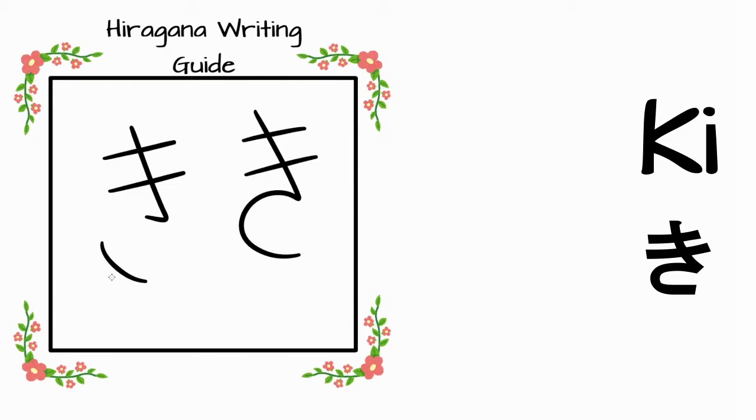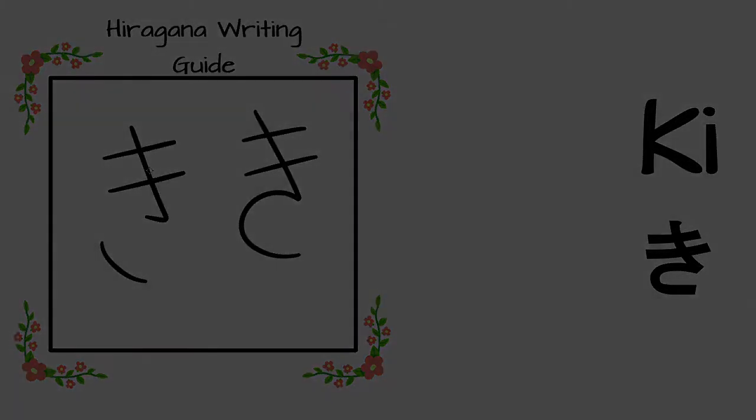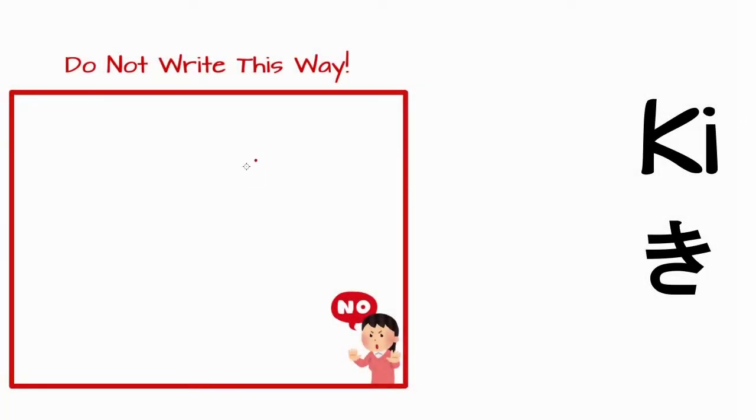But just know that they are both pronounced ki. So in your worksheets, you may see this character here where it's connected, but just know that it's the same thing as this one where the bottom is not connected. Alright, next I'm going to show you the incorrect ways of writing hiragana ki.